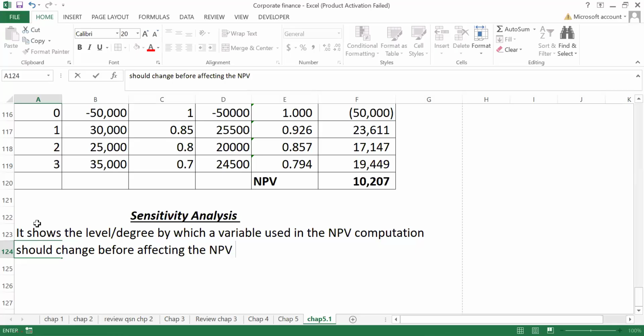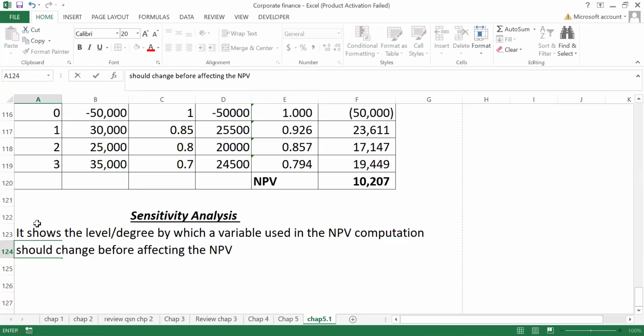You are looking at how the variables that you used in the NPV computation will change in order to have an impact on your NPV. By what level or by what degree should those variables change in order to have an effect on or to change your NPV decision?